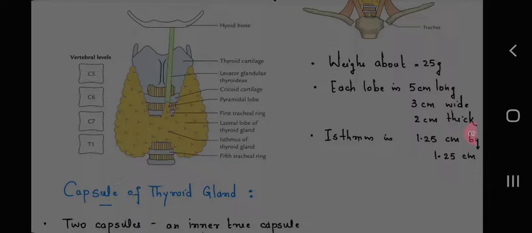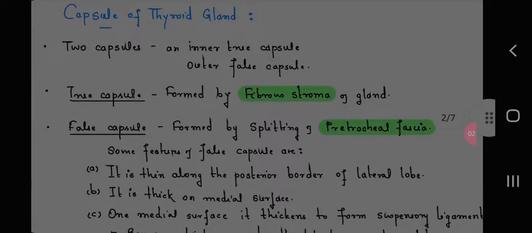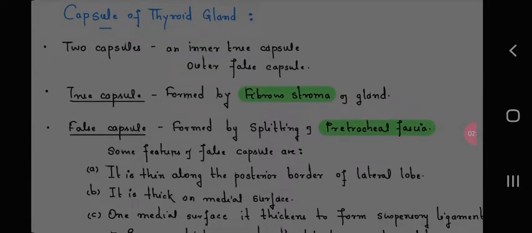Weight about 25 grams. Each lobe is 5 cm long, 3 cm wide, 2 cm thick. Isthmus is 1.2 cm by 1.25 cm. Capsule of thyroid gland: two capsules, an inner true capsule and an outer false capsule. True capsule is formed by fibrous stroma of the gland and false capsule is formed by splitting of pretracheal fascia. Outer false capsule is formed by pretracheal fascia and inner true capsule is formed by fibrous stroma.